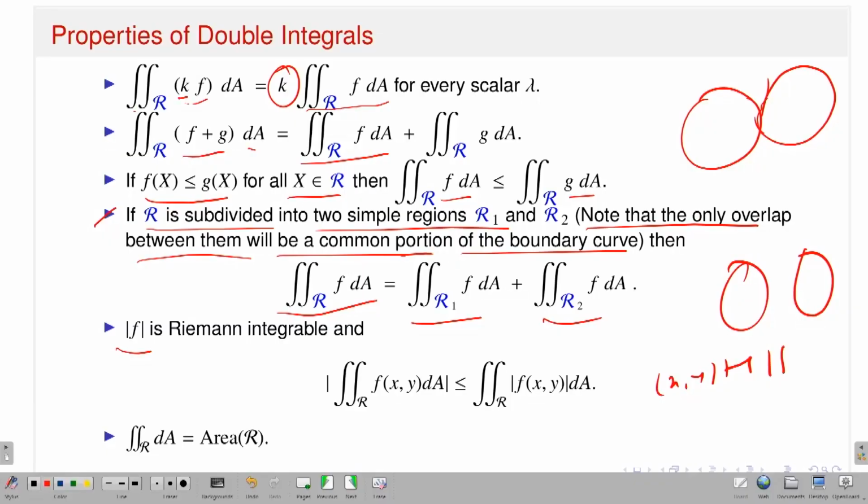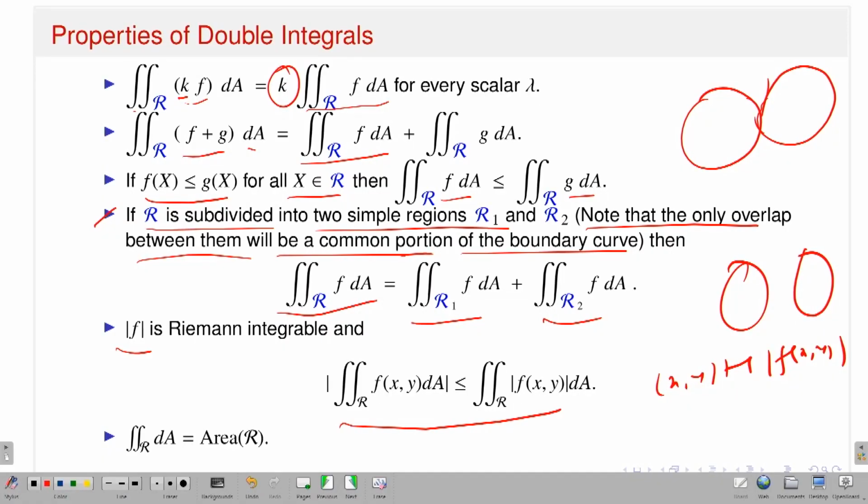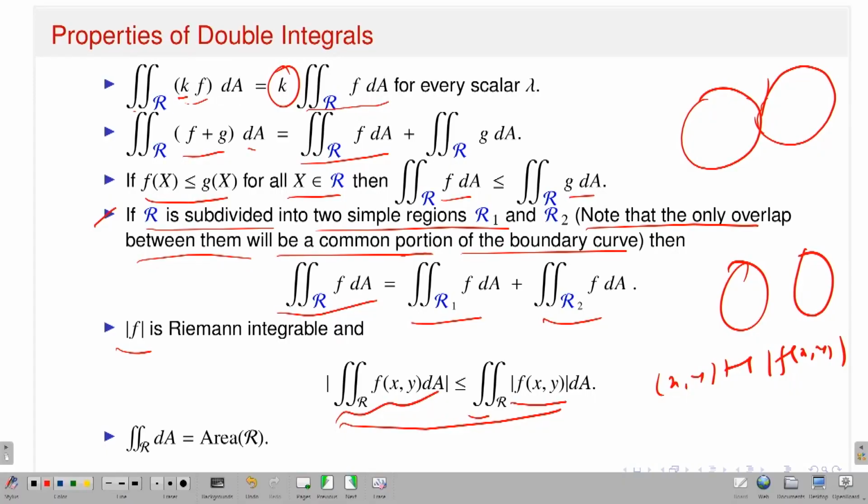So, if I take the modulus of f, that is, the function (x, y) goes to modulus of f(x, y), and if mod f is Riemann integrable, then this kind of inequality is true. If I perform the double integral of f and take the absolute value, it will be dominated by the double integral of modulus of f. So, if my function f is Riemann-Darboux integrable, and along with that modulus of f is Riemann integrable, then this domination is true.